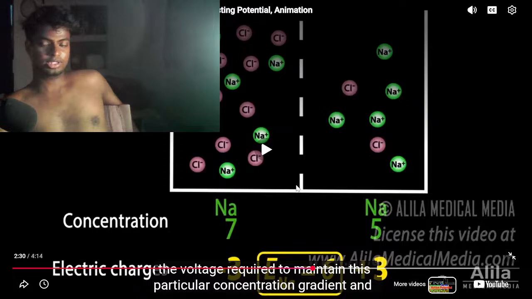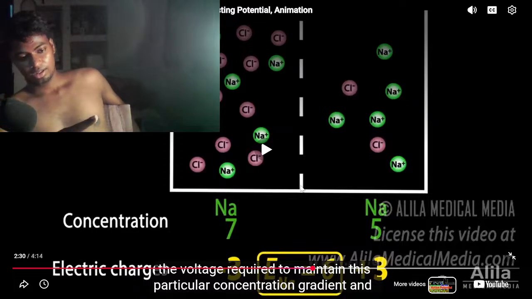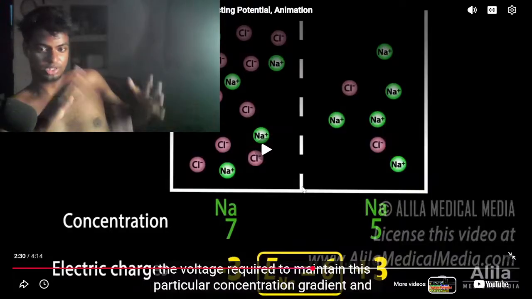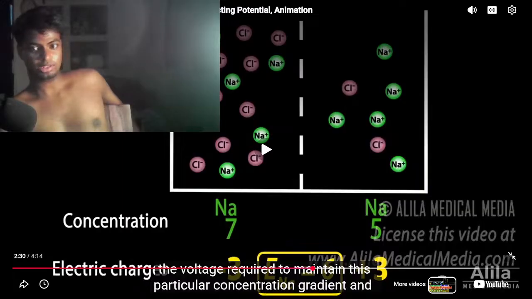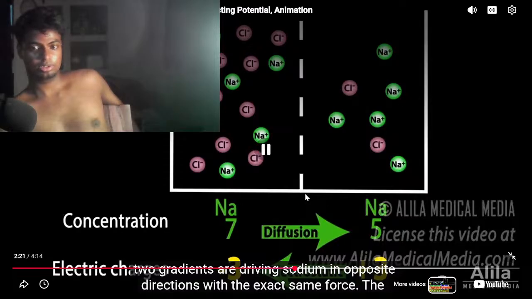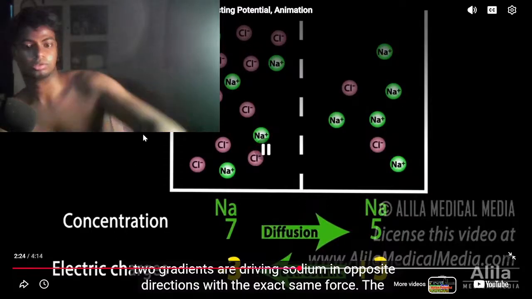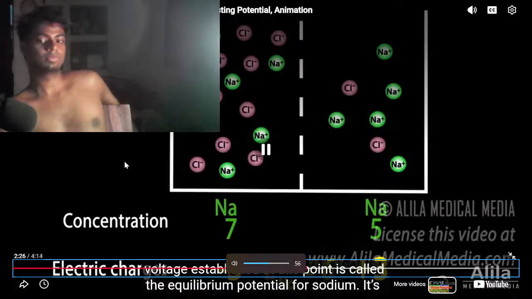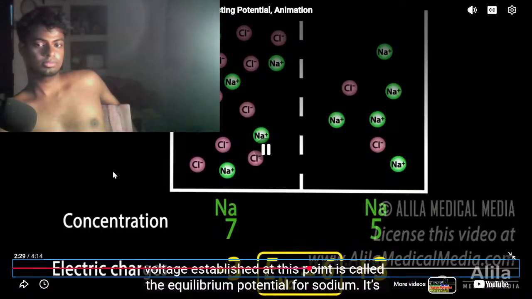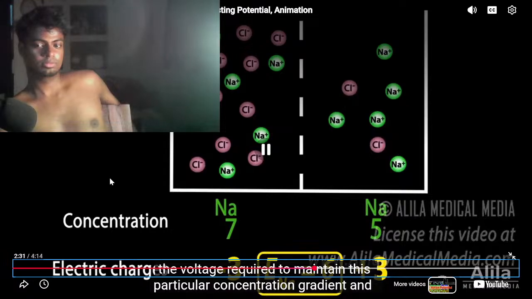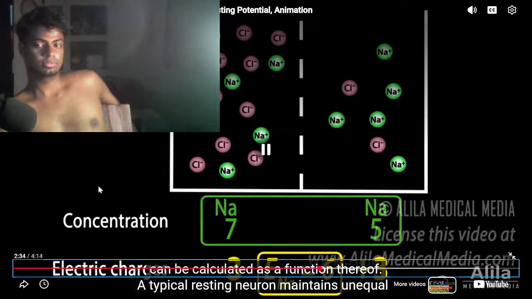It's saying that if the charge is not flowing, that doesn't mean the charge concentration is actually equal. It means the diffusion force and the electrostatic force are the same. Okay, yes, there is no flow, which means they are the same right now. The two gradients drive sodium in opposite directions with the exact same force. The voltage established at this point is called the equilibrium potential for sodium. It's the voltage required to maintain this particular concentration gradient and can be calculated as a function thereof.